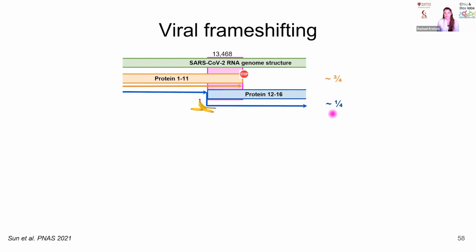Now this slip in coronavirus happens around a quarter of the time. So a quarter of the time it slips, and 3/4 of the time it just reads like normal, no slip. Now what will happen if I add a drug that stops the slipping? So now I'm going to get less of the blue.